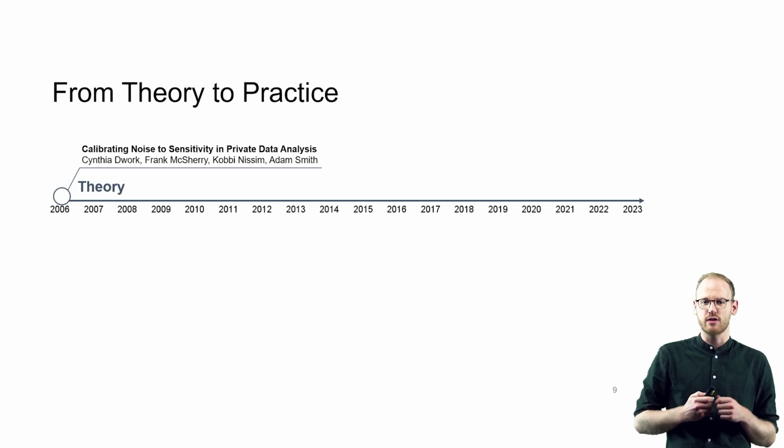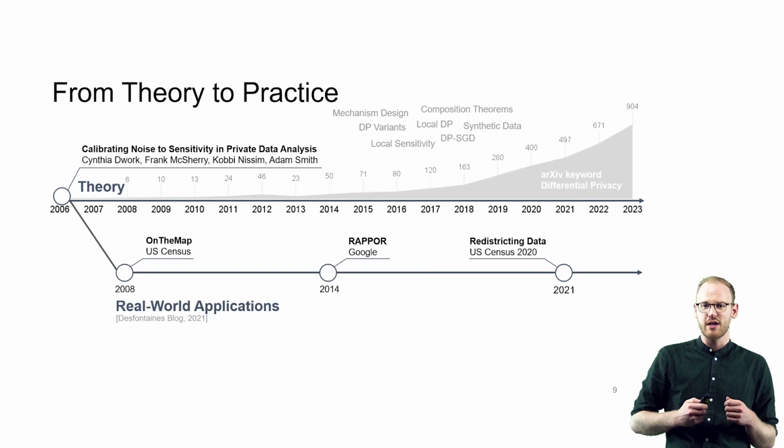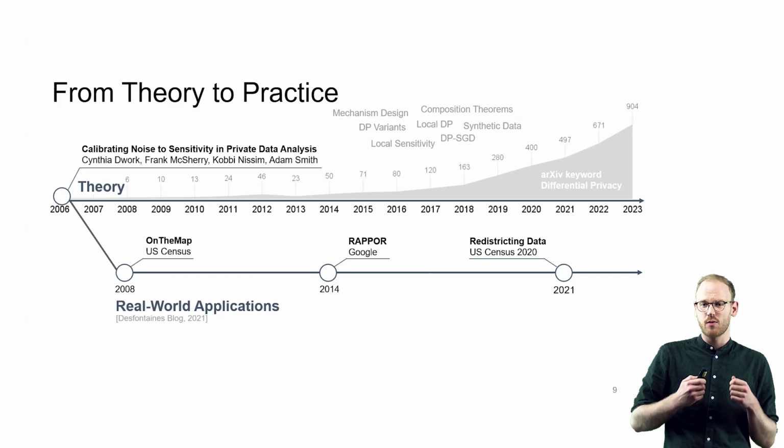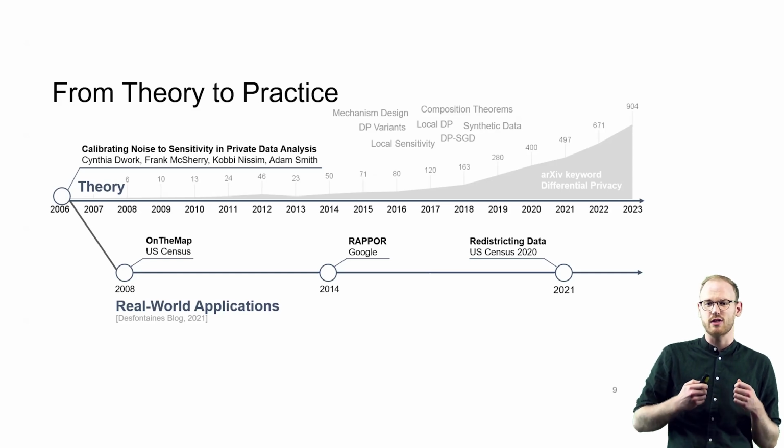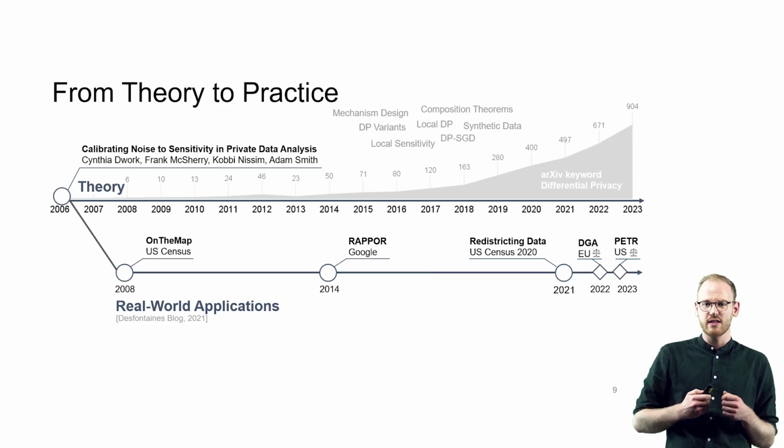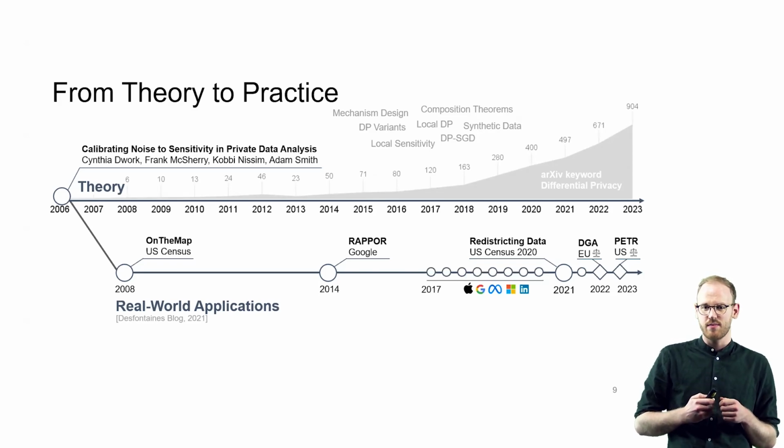DP was introduced in 2006 and has since gained significant academic interest. The first major deployment occurred in 2014 in the Chrome browser to collect telemetry data. Until today, probably the most impactful use of DP is in the US 2020 census. And more recently, DP has also been referenced in privacy regulations as a recommended practice. Since 2017, many industry players have utilized DP for sensitive use cases within their organizations.